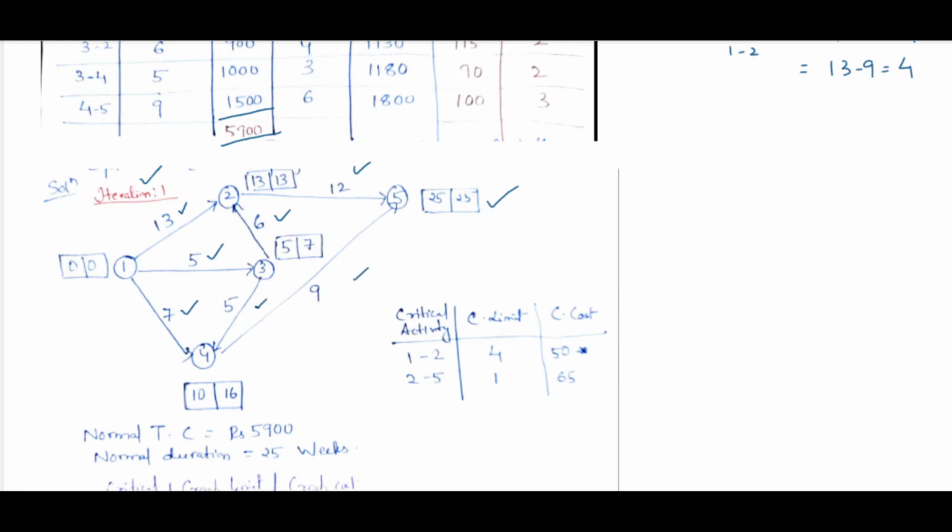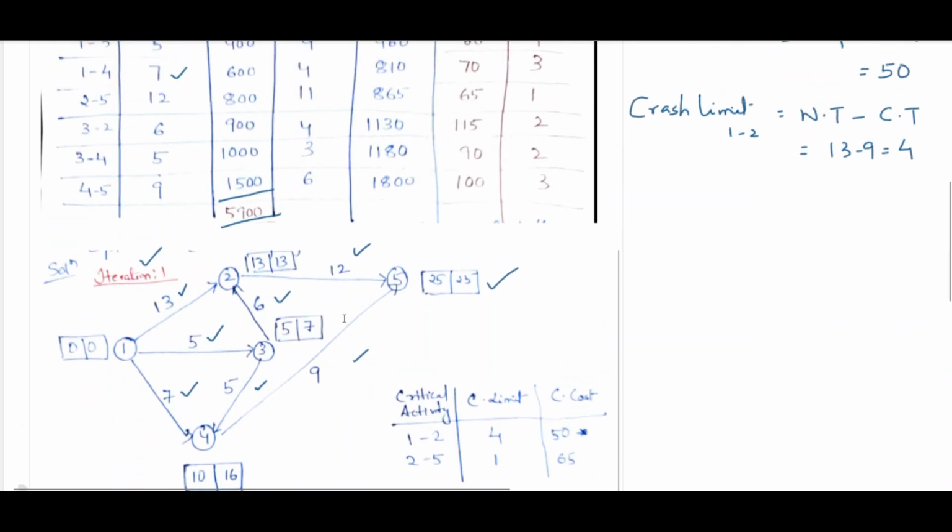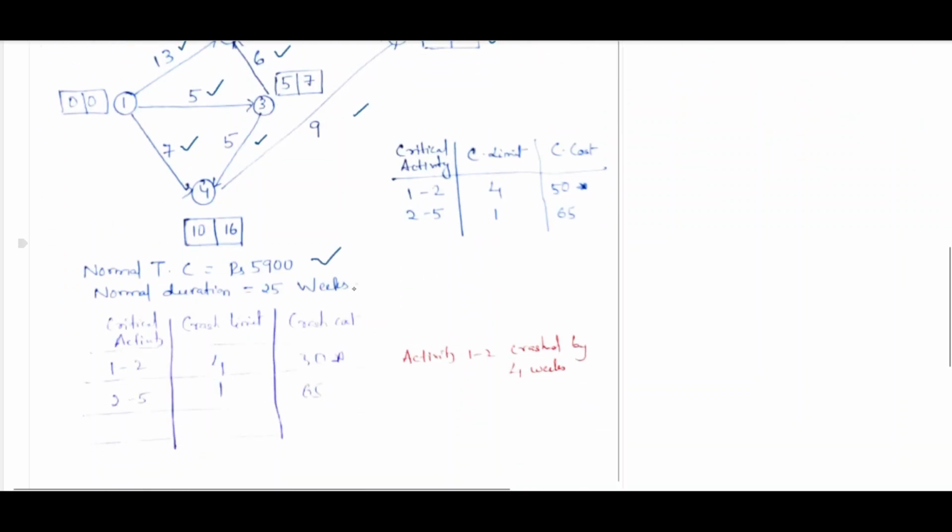So we have used the normal duration, and using that we have calculated the total normal cost, which is equal to 5900. And the critical duration is 25 weeks.